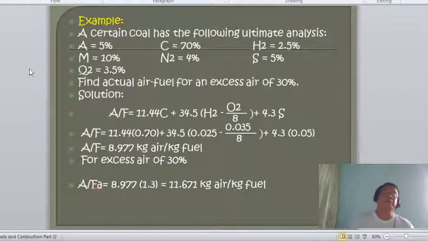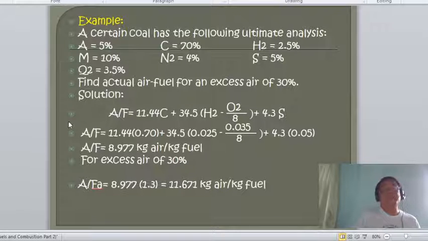Okay, class, this is very easy. Air fuel ratio theoretical is 11.44, or sometimes you will see an equation using 11.5, times carbon, plus 34.5 times hydrogen minus oxygen over 8, plus 4.29 or 4.3 times sulfur. Substituting values, the theoretical air is equal to 8.977 kilogram air per kilogram of fuel. Meaning, for every kilogram of fuel, it requires 8.977 kilogram of air.